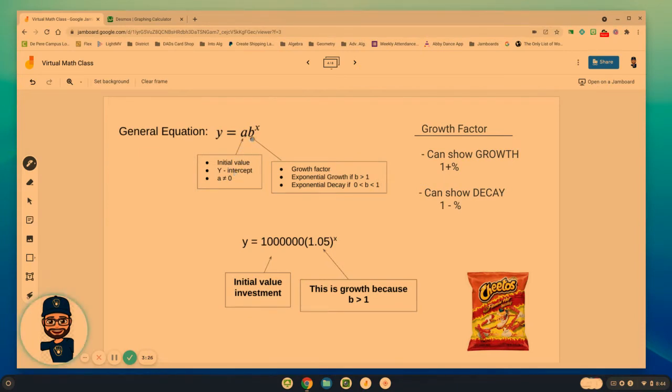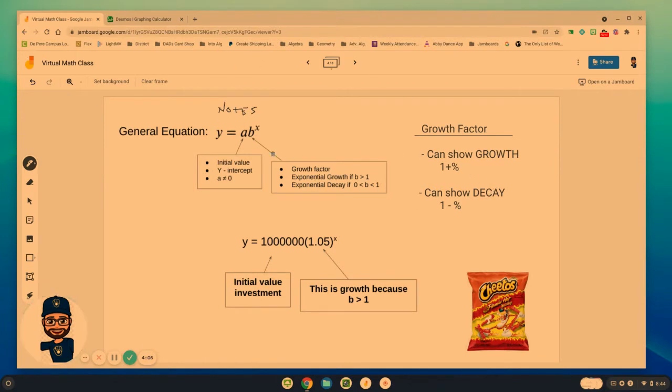The B value right here is what we call a growth factor. Now, growth could be increasing or decreasing, so be careful with that. Exponential growth, if this B value is greater than 1, we have a problem that's growing and probably growing rapidly. And if that B value is between 0 and 1, we have exponential decay, where it's decreasing in value or amount. All right, so make sure, I would write this down right here in your notes somewhere, the general equation and what each of those pieces represent.